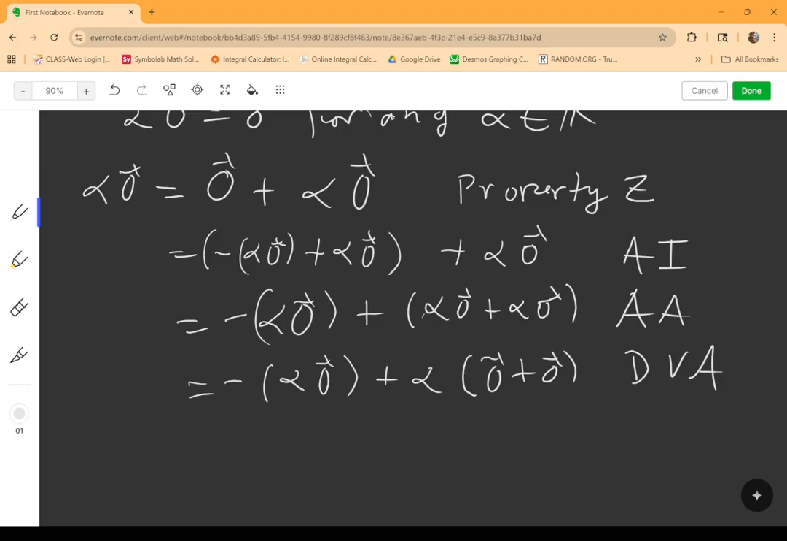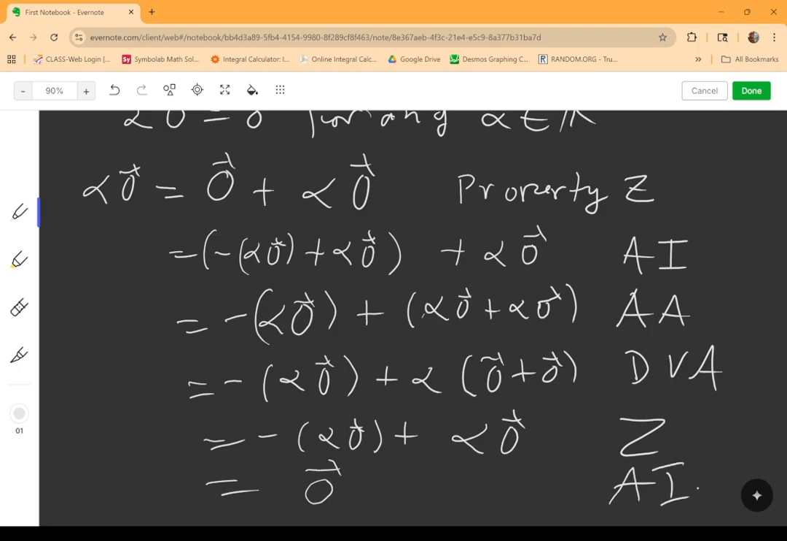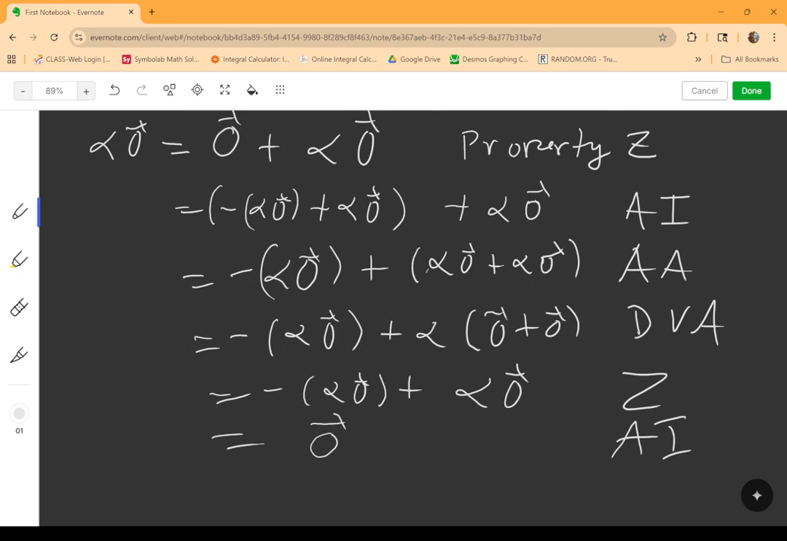All right, so distribution across vector addition. And then from here, I'll apply property Z, the zero vector plus the zero vector. So that's property Z. And then lastly, what we have here is these are additive inverses. So again, that equals the zero vector. And that is property AI. And now that concludes our proof, right? At the end, we have alpha times the zero vector is indeed simply the zero vector.